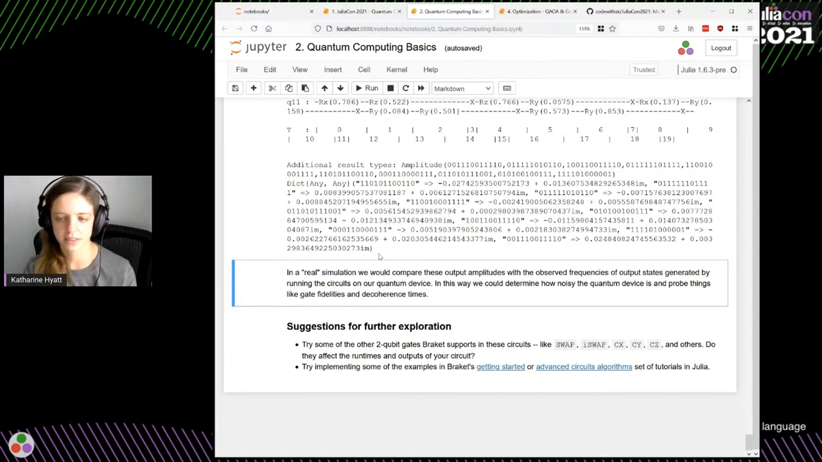And you might ask yourself, do these affect the runtimes and the amplitudes that you observe when you run this circuit? Braket also has a lot of really great getting started or more advanced circuit algorithms tutorials. These are mostly written in Python, but they should be pretty easy to translate to Julia if you want to get more into the weeds of the different kinds of circuits that can be run. For example, we have a nice tutorial about Grover search, if you've ever heard that piece of jargon before. So if you'd like to familiarize yourself a little bit more with the canonical examples of quantum circuits, definitely recommend checking those out.